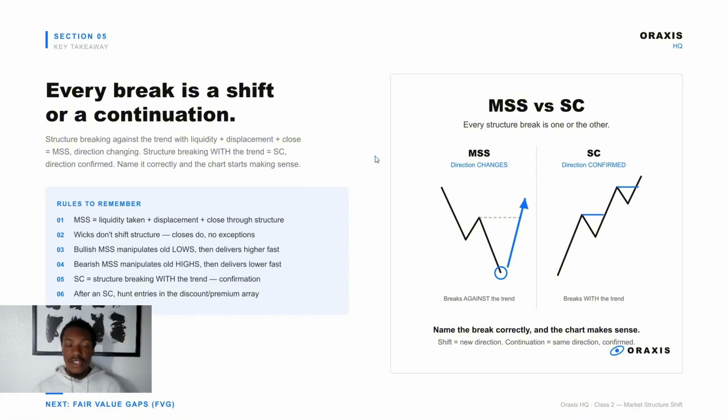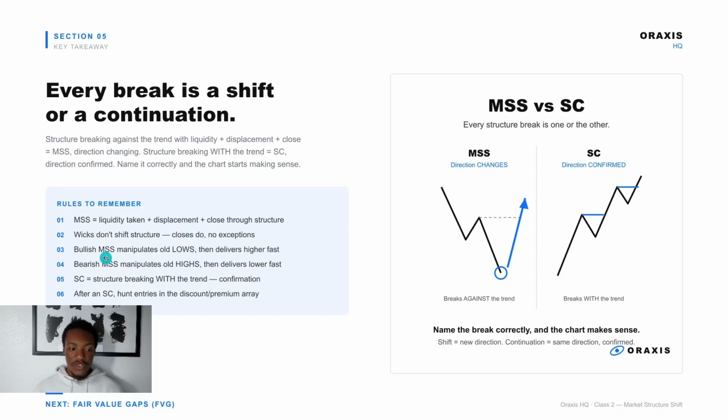So key things to remember from this class is market structure shift. Liquidity has to be taken, plus displacement away and a close through your previous structure. Wicks do not shift structure, candle closes do. There are no exceptions. It doesn't matter what anybody else tells you, what you think. The candle has to close for it to be true.